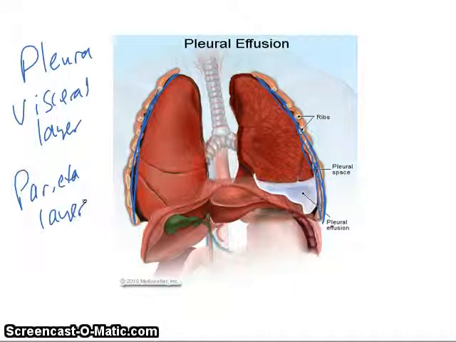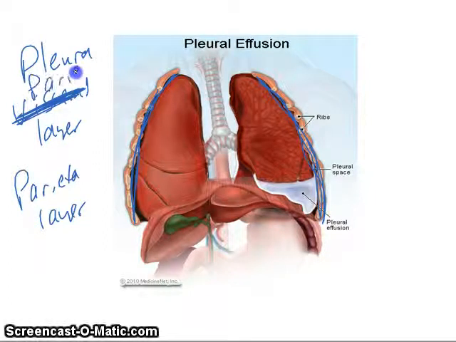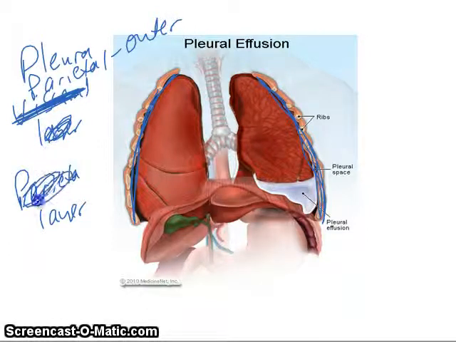And you can think of the parietal layer as, whoa, I just said that wrong. Okay, sorry about that. I said that wrong. The outer layer is the parietal layer. The parietal layer is the outer layer. Sorry about that. Then the inner layer is the visceral layer.